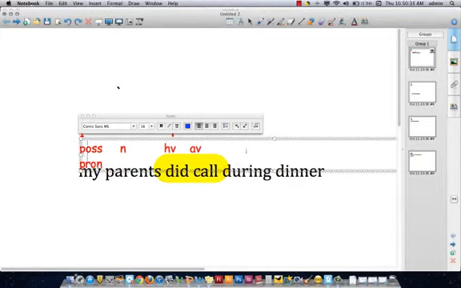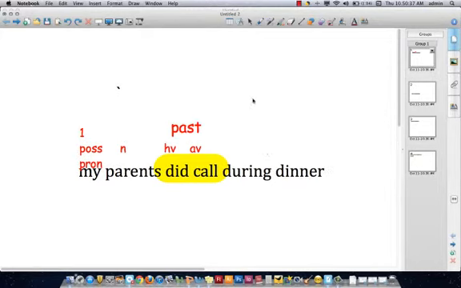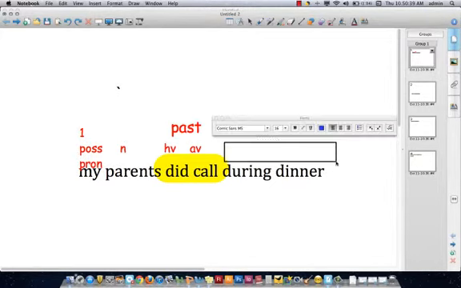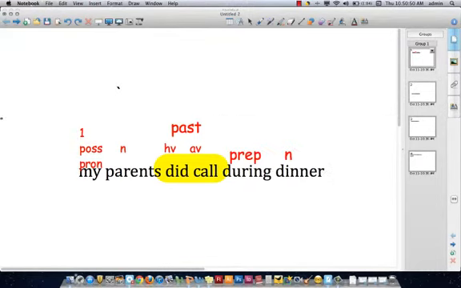So that's that. Then we have, it looks like it wants me to make a new text box, so I guess I'll do that. During is a preposition, as I think you pretty much all got, and dinner is a noun. So on the first sentence, the tricky concept for you was did call. Hopefully this explains what happened there. If you have any questions about this sentence, write them down, and when I come back on Tuesday, you can ask me to explain further.